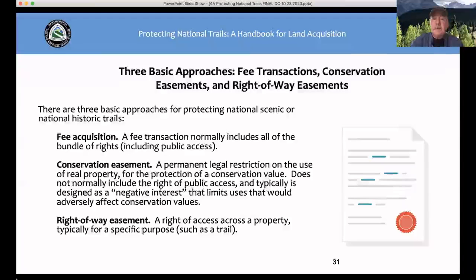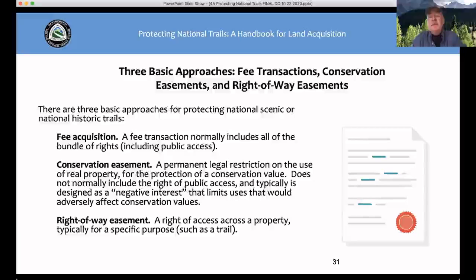There are three basic approaches, though, that are particularly relevant to National Scenic and National Historic Trails. There's a fee simple transaction, there is a conservation easement, and there's a right-of-way easement. With a fee simple transaction, that's the whole bundle of sticks. There may be some rights that have already existed before your acquisition, such as a right of access across the property, or timber rights, or it could be that there's a county road right of way across the back of the property. You can still acquire the fee, but you acquire it subject to those existing third-party rights.